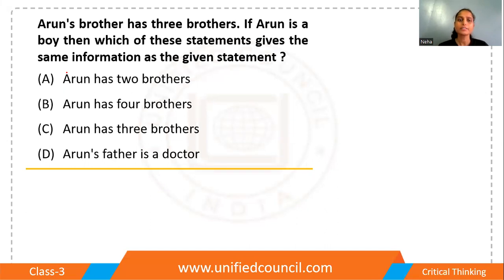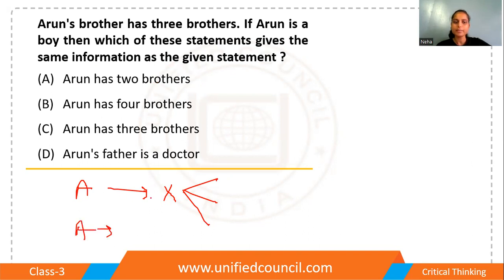Arun's brother has 3 brothers. Okay, so there is a person Arun. Let's suppose X is the brother of Arun, and this brother has 3 other brothers. If Arun is a boy, then which of these statements gives the same information as given in the statement? Arun's brother has 3 brothers. So how many brothers does Arun have? He is the brother and 3 more brothers. So 4 brothers. Arun has 4 brothers, right? Option B is the right answer. That's it. Okay.